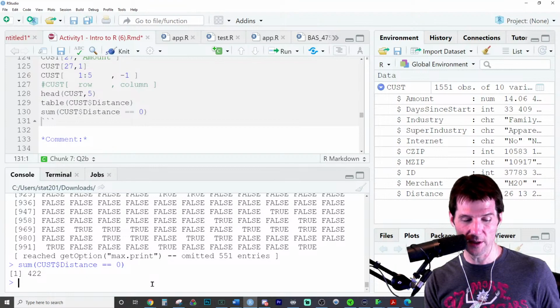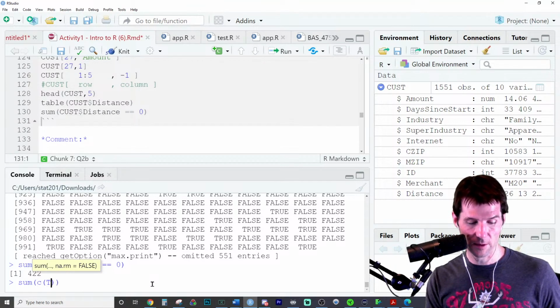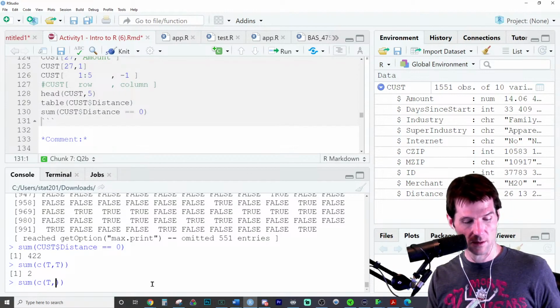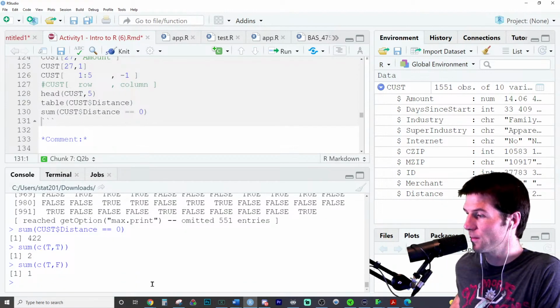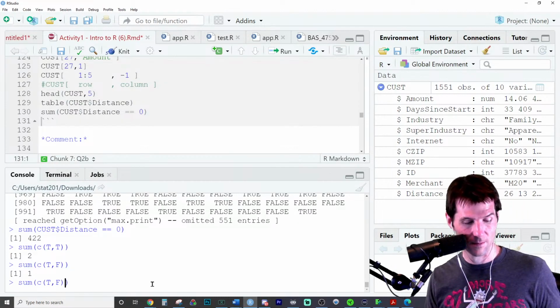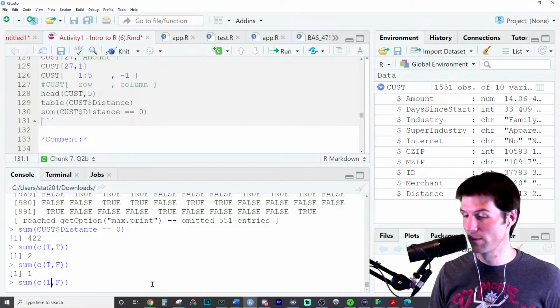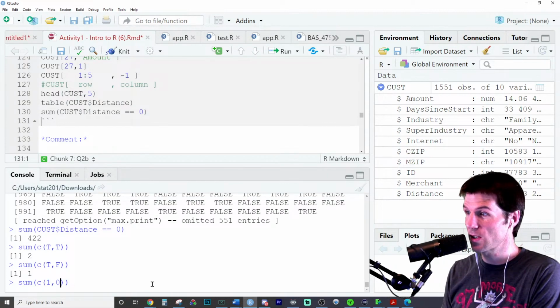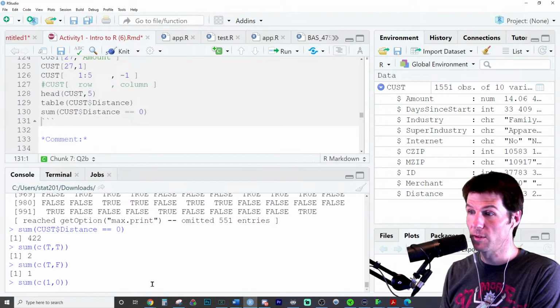And it'll make more sense maybe if I do this. What is the sum of true plus true? R just sees trues and falses as whats and whats. If it's a true, R sees it as a what in the background. If it's a false, R sees it as what?